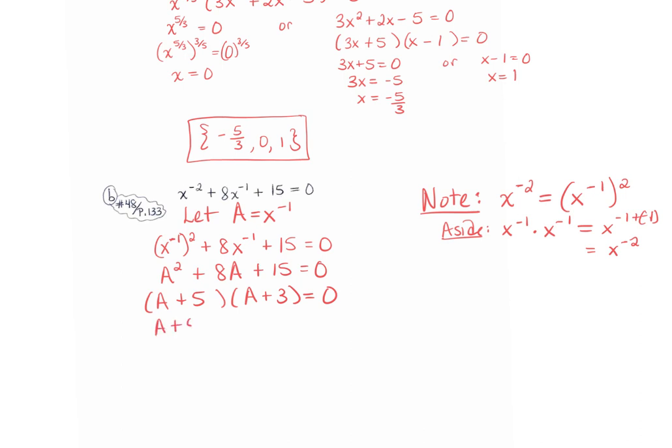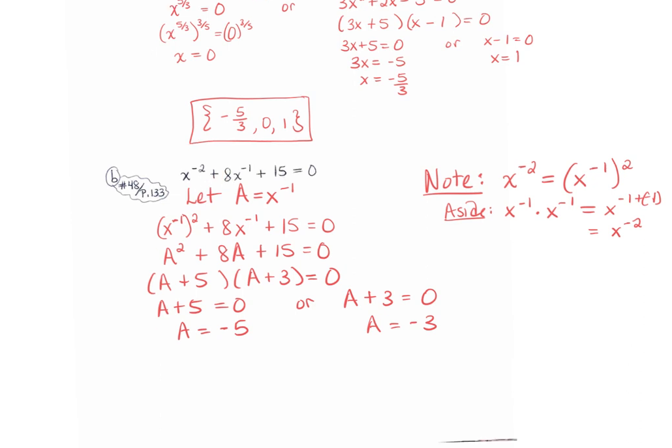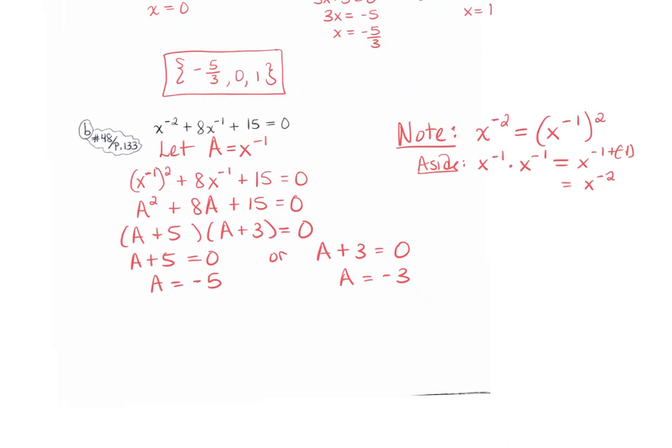Using the 0 property, this means A plus 5 is equal to 0, or we have A plus 3 equals 0. This means we have A equals negative 5, or we have A equals negative 3. But our goal is to solve for x. So let's do that. So we substitute x to the negative 1 back in for A.